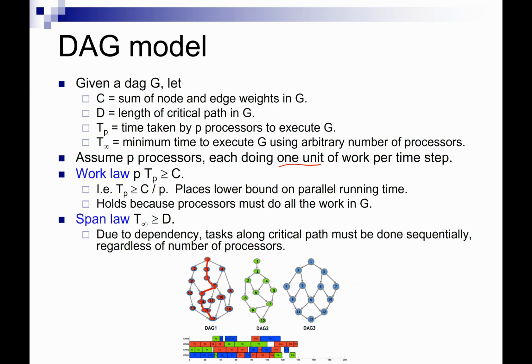So that's basically the DAG model. It's to take a computation and form a DAG out of it, and then once you have this, you get these two lower bounds. The work law, which says that your parallel running time has to be at least C divided by P. And then the span law, which says that your parallel running time has to be at least as large as D, because of course T of P is going to be at least as large as T of infinity, which is going to be at least as large as D. So we get these two lower bounds, and it turns out that oftentimes they're quite useful for evaluating the performance of our algorithm.